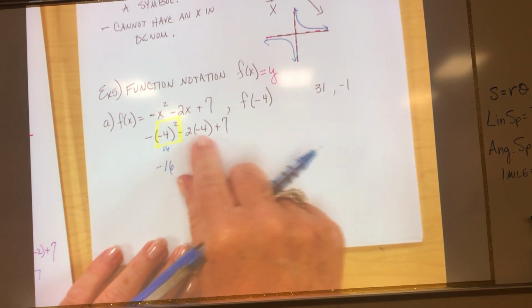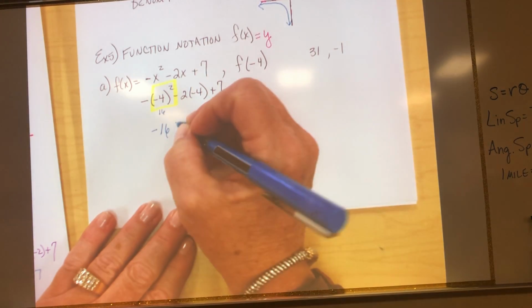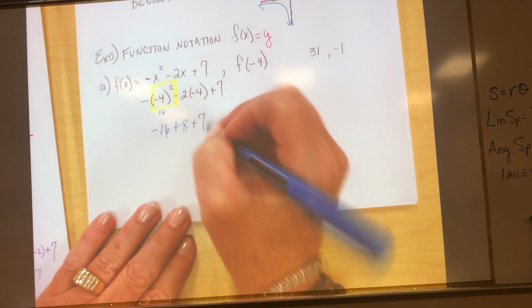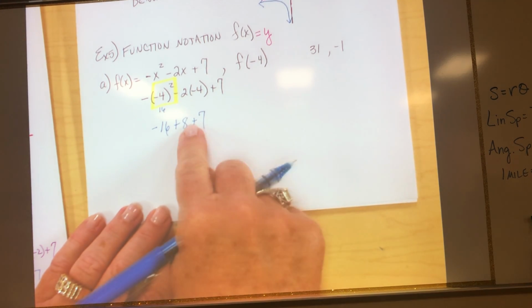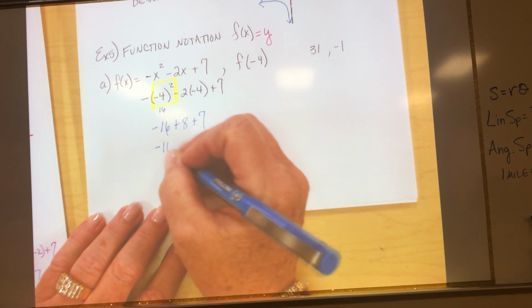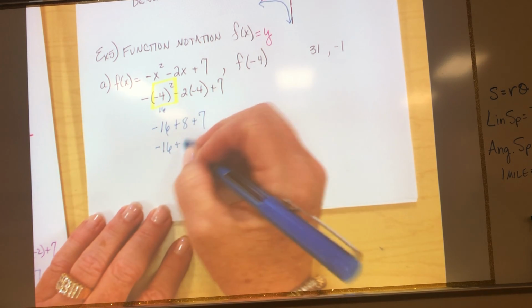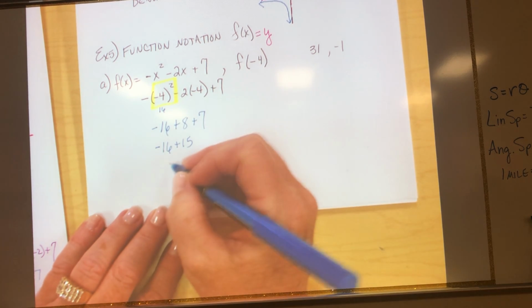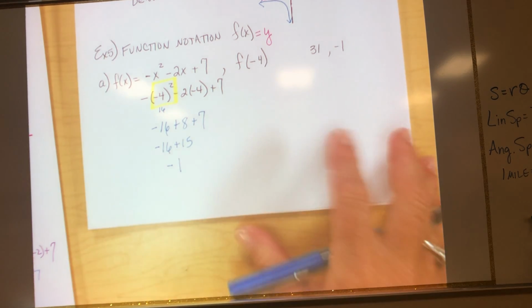So what's negative 2 times negative 4? That's 8. And then plus 7. Since I don't like to subtract, I'm gonna add my like signs first. 8 and 7 make 15. What's negative 16 and 15? Negative 1. Okay, now what does that mean?